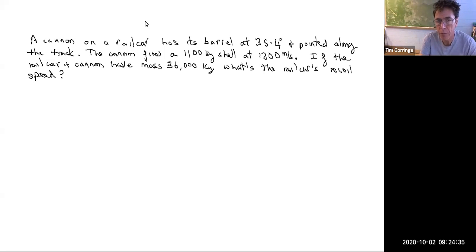I wanted to solve a problem that involves momentum conservation. And in this problem, we're thinking about a cannon mounted on a rail car. The cannon on the rail car fires a shell. And we're going to apply momentum conservation to the problem to find out the recoil speed of the rail car when the cannon fires the shell.